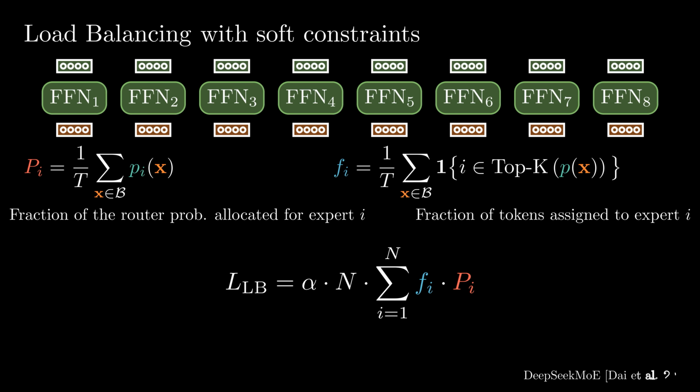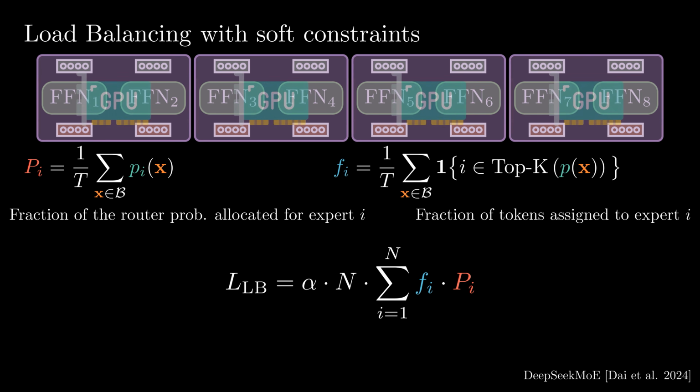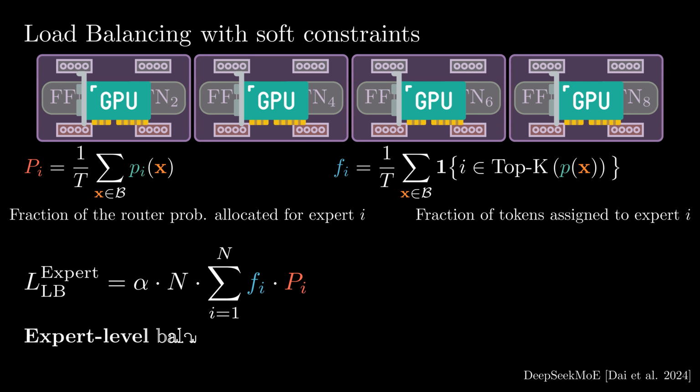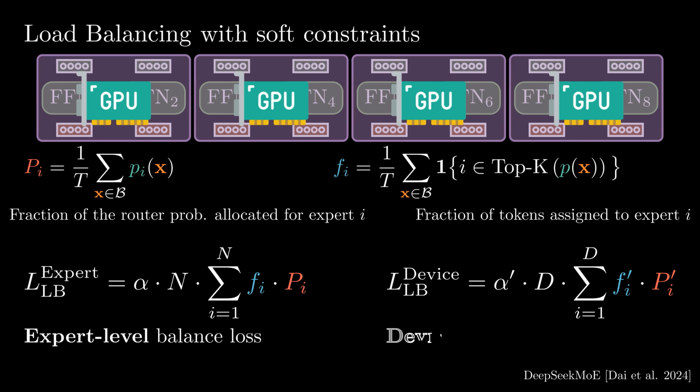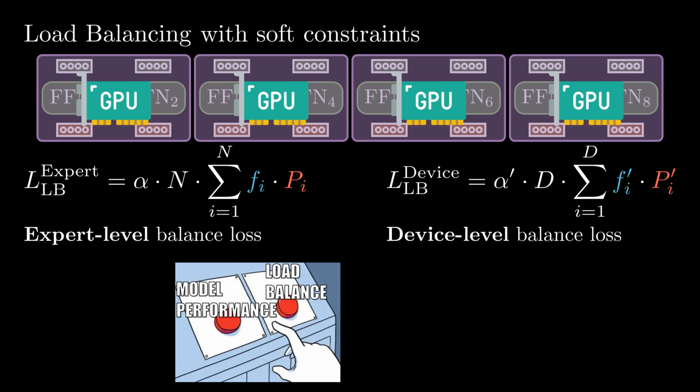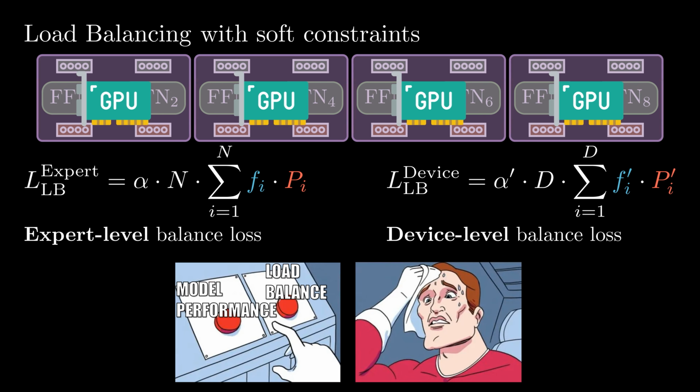Excellent! But these experts may live on different devices. Therefore, in addition to expert-level balance, we can further distribute the computational load evenly across devices and alleviate bottlenecks. The computation of device-level balance loss follows a similar formulation, but aggregates the token counts and router probabilities at the device level. However, adding these losses introduces a trade-off between model performance and load balance.